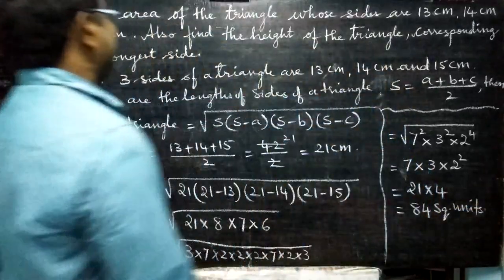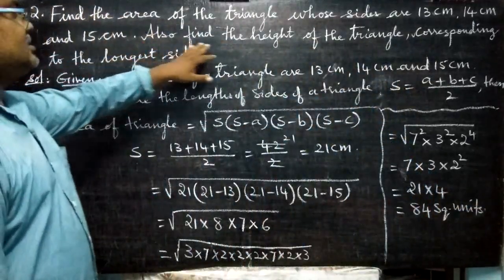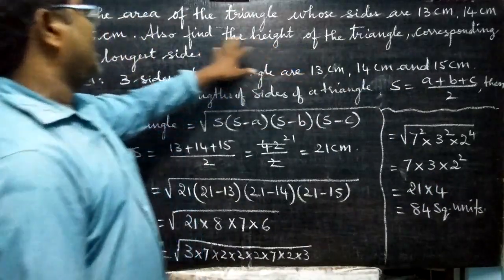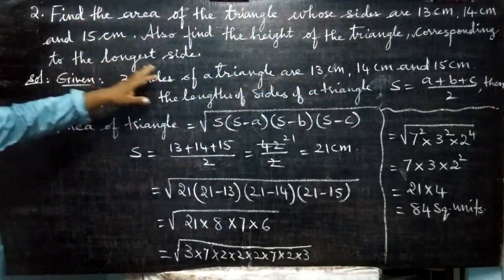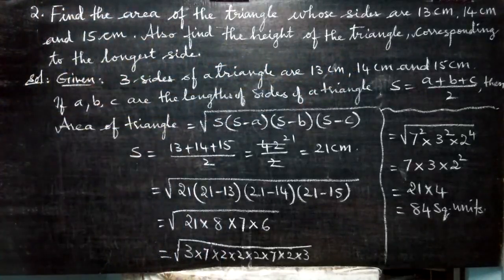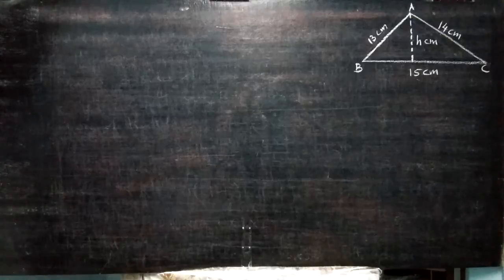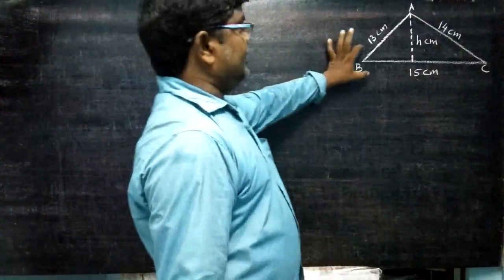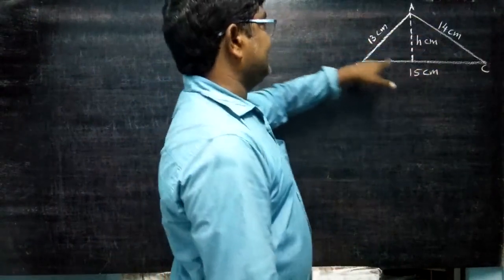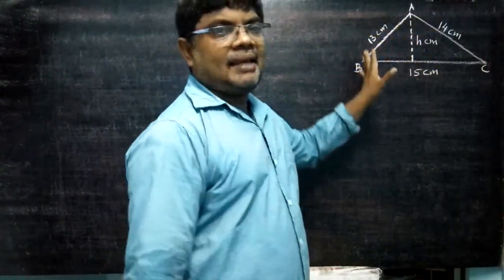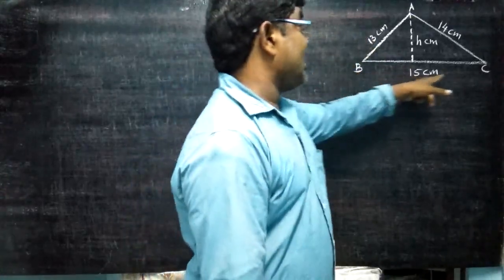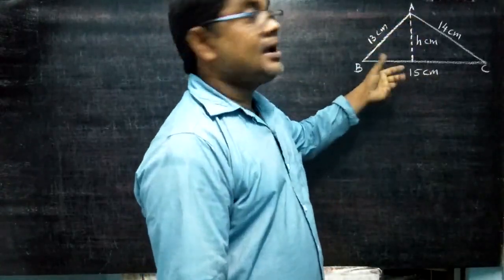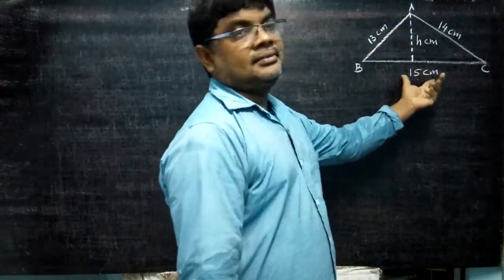Now we got the area. They are asking to also find the height of the triangle corresponding to the longest side. That we will do. Now here is a triangle of three sides. Three sides are not equal, so we can name it a scalene triangle. And they are asking the height corresponding to the longest side.